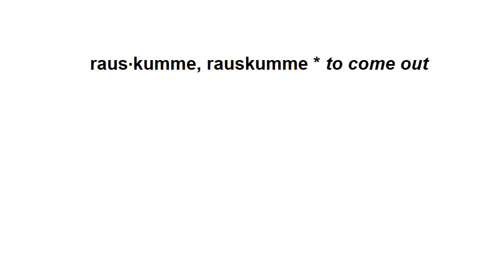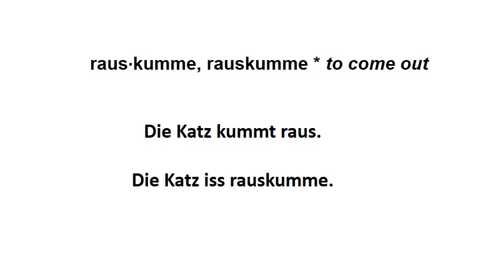Ras komma means to come out. Here's our example. Die Katz komt ras. Katz is a cat. The cat comes out, or the cat is coming out. The past tense: Die Katz ist rausgekommen. The cat came out. The prefix no longer separates because in the past tense it doesn't.